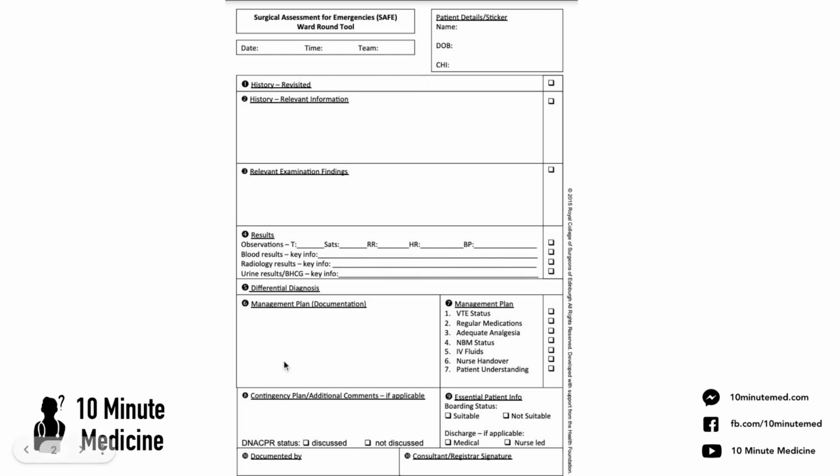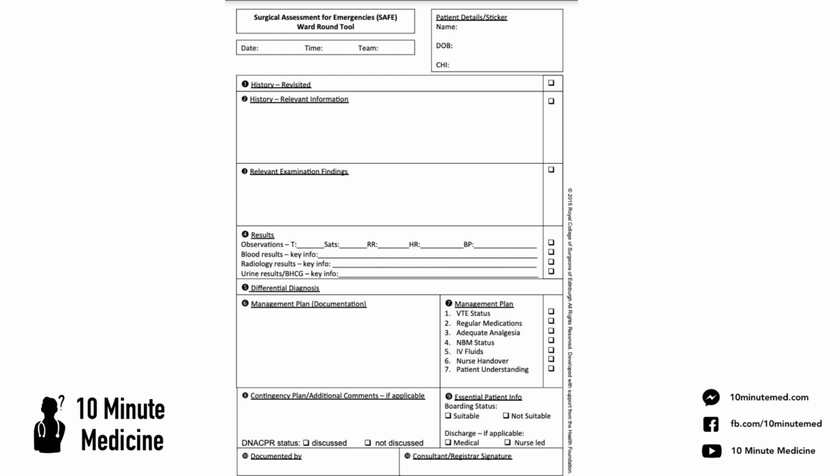So they've kind of split it up into these 10 different sections. So 1 and 2 is the history, so the title of what the patient has come in with and what the diagnosis is is really important. So for example, 19-year-old male that's come in with right iliac fossa pain 3 days ago, diagnosis appendicitis.